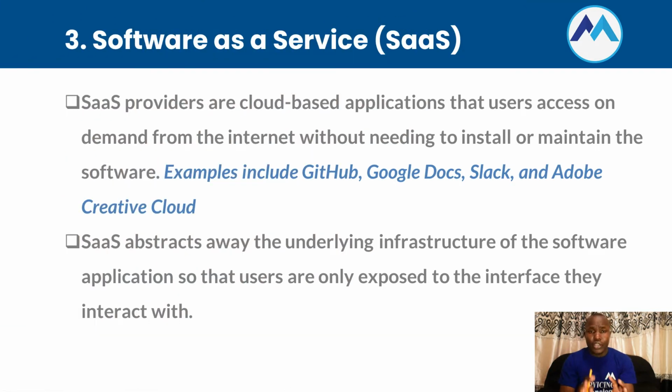Number 3 is software as a service, that is, SaaS. Software as a service providers are cloud-based applications that users access on demand from the internet without needing to install or maintain the software. Examples include GitHub, Google Docs, Slack, and Adobe Creative Cloud. Software as a service applications are popular among businesses and individual users, given that they are often easy to adopt, accessible from any device, and have free, premium, and enterprise versions of the application.